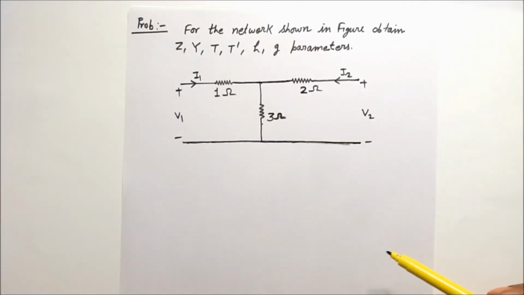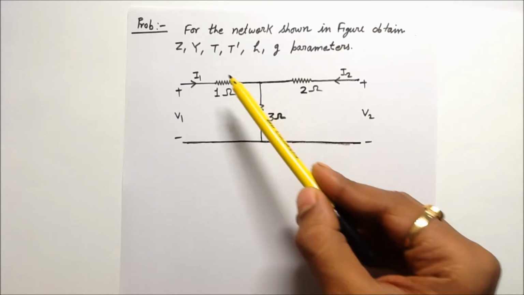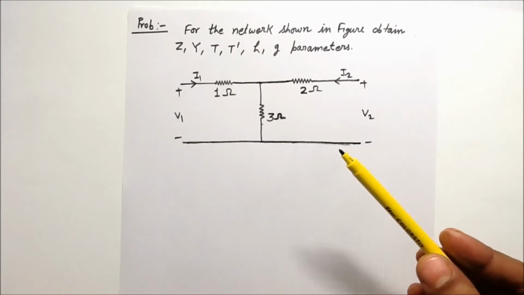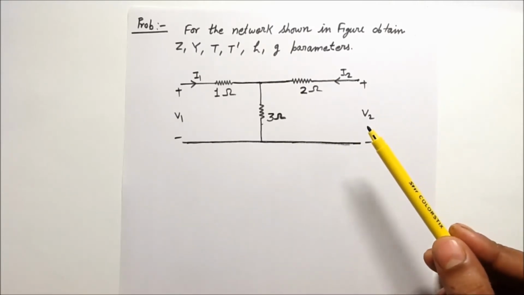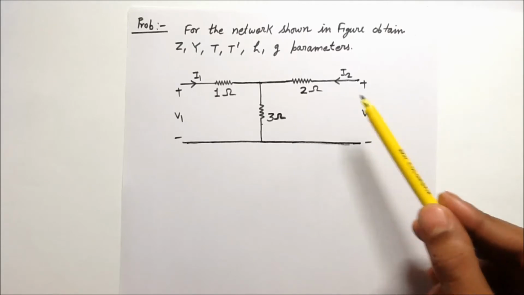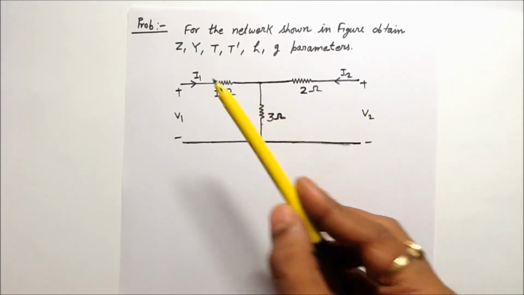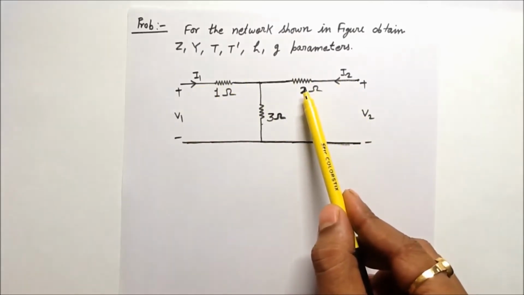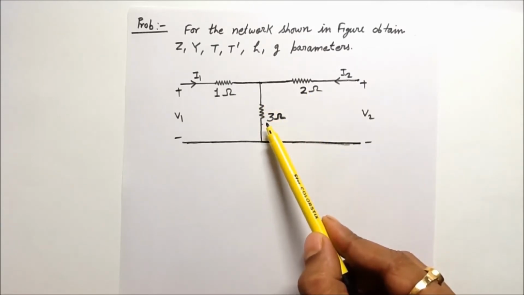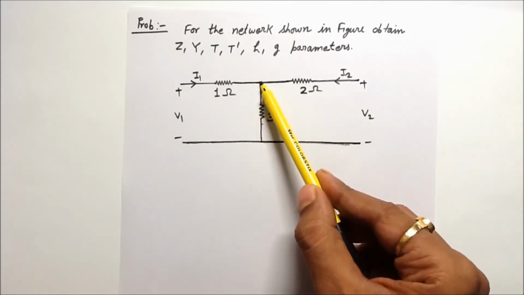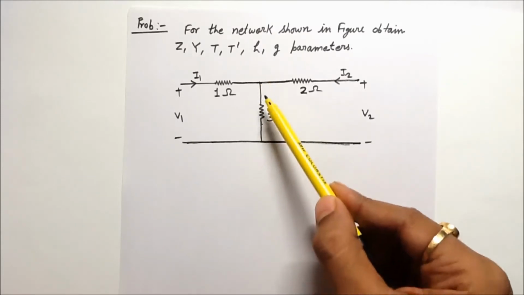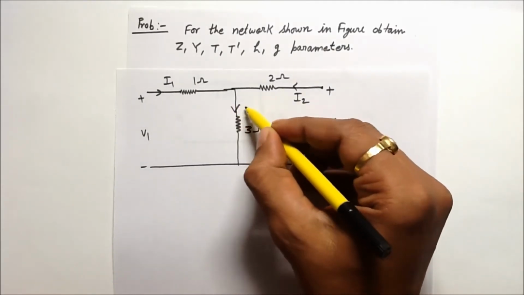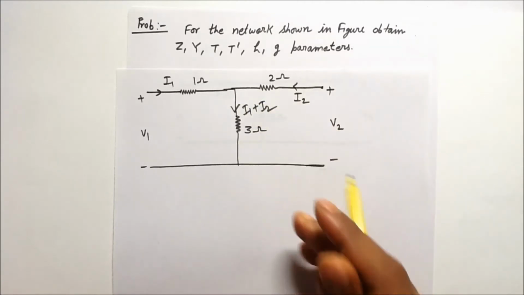We are going to solve this problem. In this problem, we have to find out all the parameters Z, Y, T, T dash, H and G parameters. To solve this problem, first we will find out 2 equations related with this network. Current I1 is flowing in 1 ohm resistor and current I2 is flowing in this 2 ohm resistor. Can you tell me the current in 3 ohm resistor? Apply KCL at this node and you will find the current in 3 ohm resistor. The current in 3 ohm resistor will be I1 plus I2.